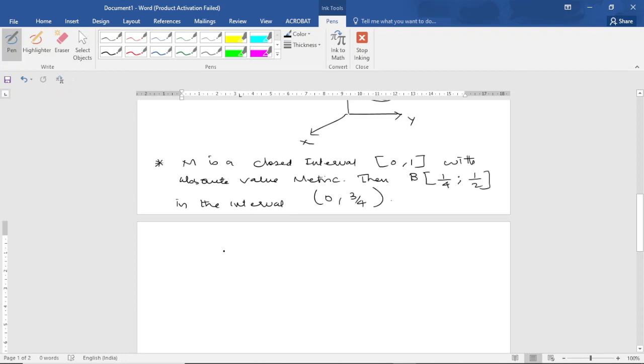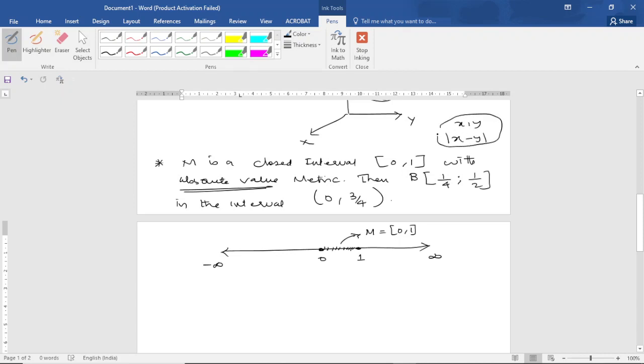So what happens is we draw the entire real line and we take this set, that is [0, 1]. All points inside this one and even the endpoints. This interval is our metric space. And distance is measured by the usual absolute value metric. That is, for any two elements x and y, the distance is measured by |x minus y|. This is called the absolute value metric, the usual way of finding the distance between any two points on the real line.